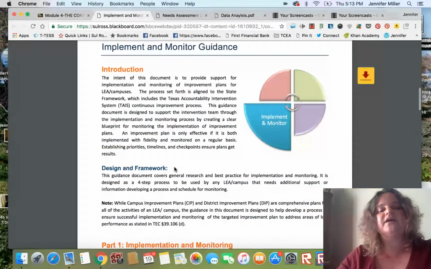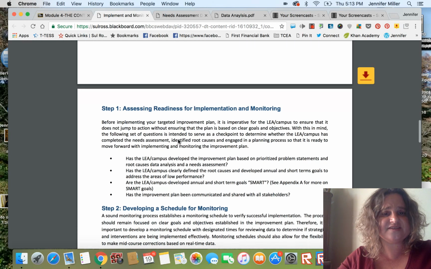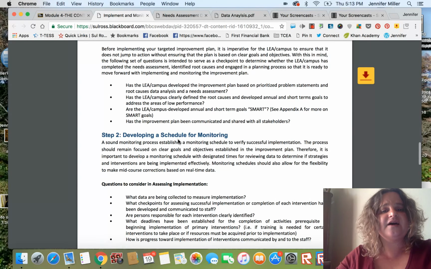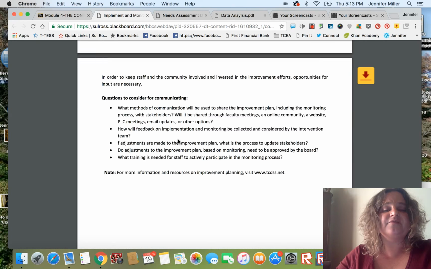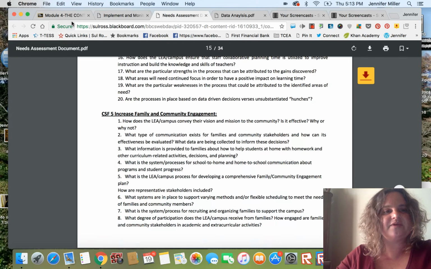And really, I would also suggest that you look over the implementation and monitoring PDF that's here that talks about developing a process for monitoring continuous improvement. I think that might be helpful.